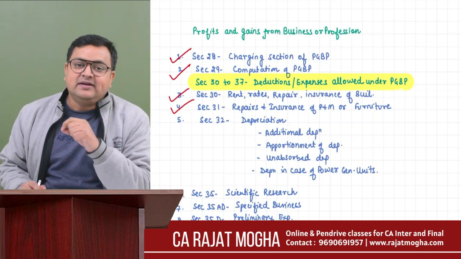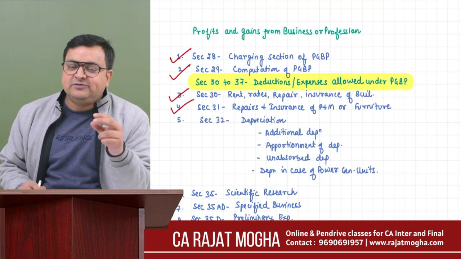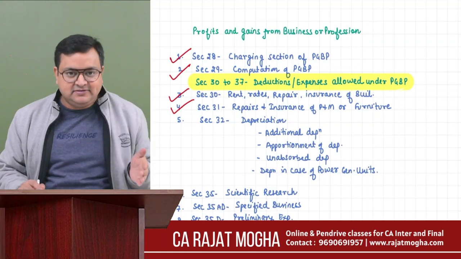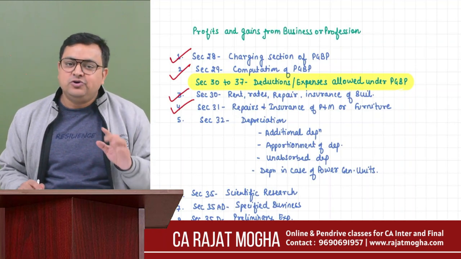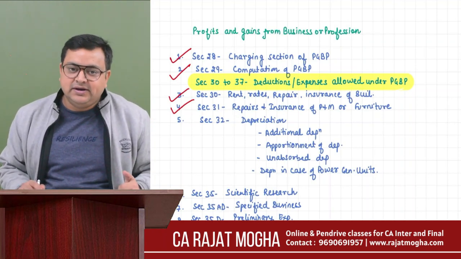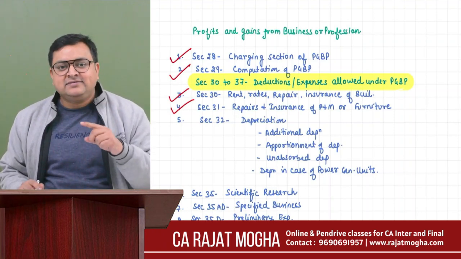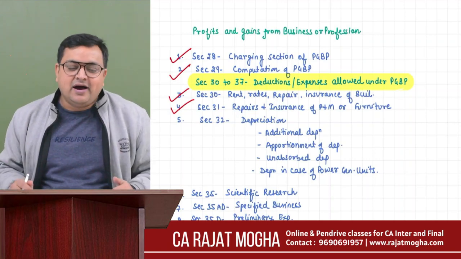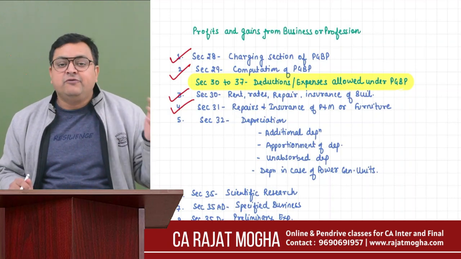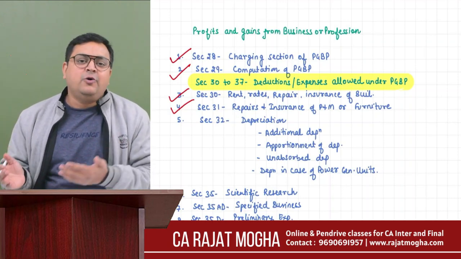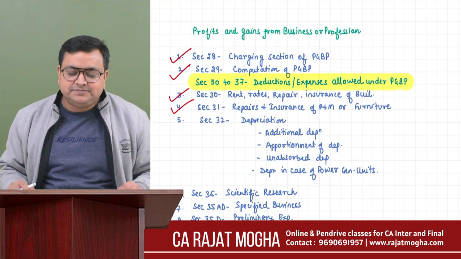Second is section 29, that is computation of PGBP, how you will compute your PGBP income. So we have to start with our net profit, then we have to look at your expenses side. Any expense which is debited and is not allowed under sections 30 to 37 should be added back to the net profit. Third point is that you have to look at your income side. If there is any income which is credited to the P&L account but should not fall under the PGBP head, it should go in any other head, or that income is exempt, then you have to take out that income, right? You will subtract that income which should not be covered under PGBP.